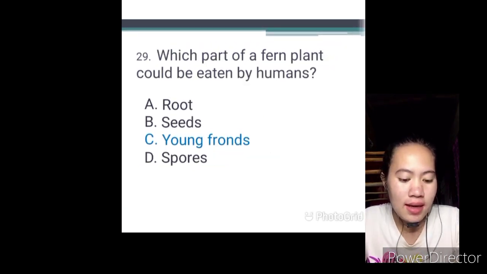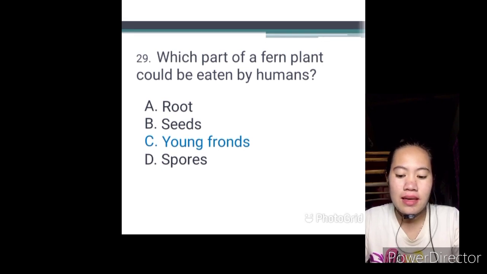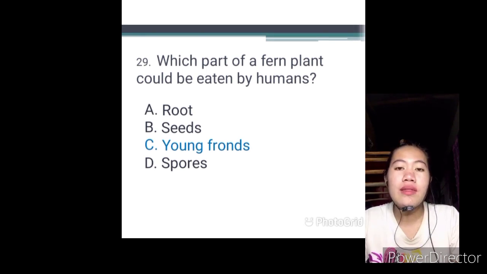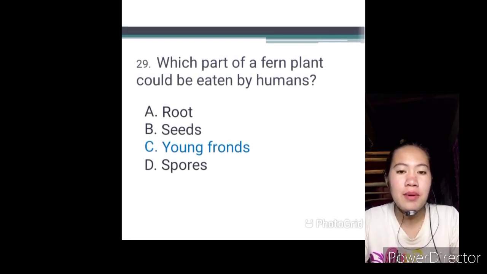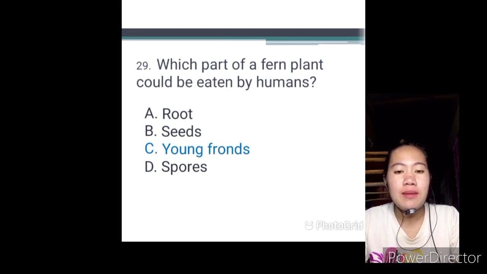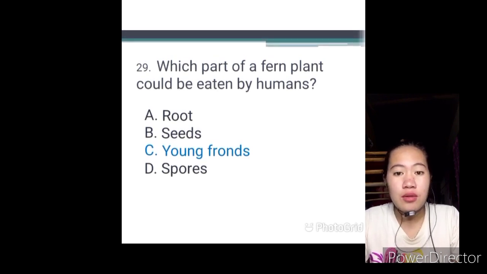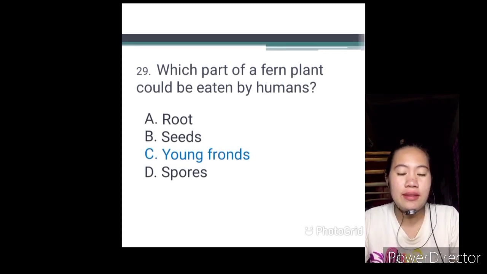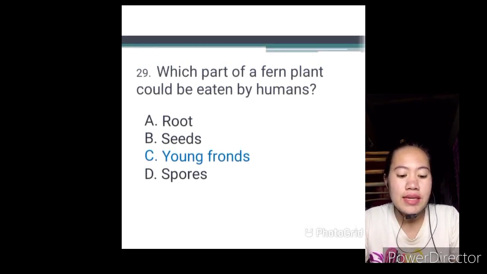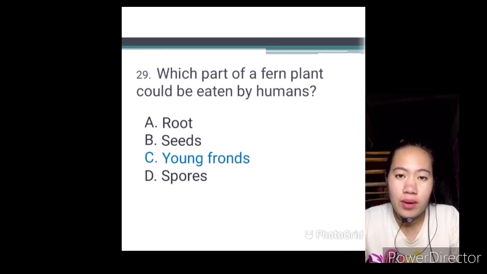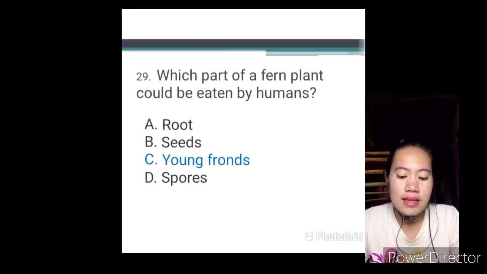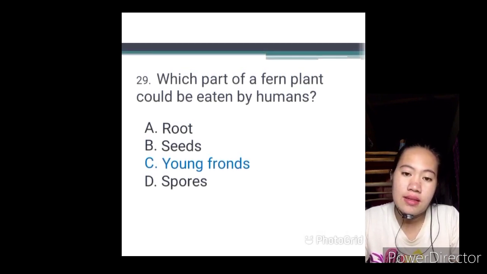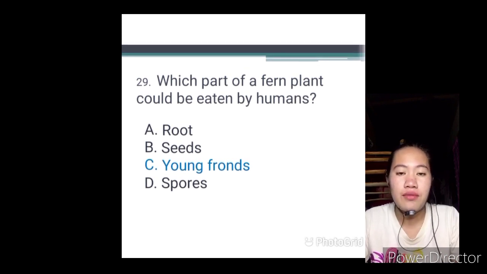Number 29. Which part of the fern plant can be eaten by humans? The answer for this is letter C. So, what are the examples of ferns? Example is pako. So, when we eat pako, unsa may kakauno nato pag kakaon ta og pako? Letter A, root. Letter B, seeds. Letter C, young fronds. D, spores. So, the answer for this is letter C, young fronds. When I say young fronds, this is the leafy part of the fern.